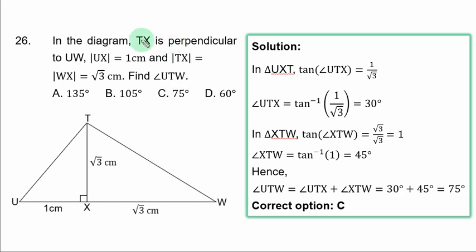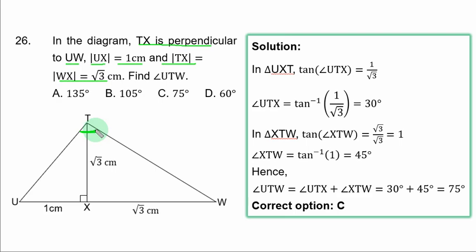Question 26. In the diagram, TS is perpendicular to UW, US is 1 centimeter, and TS equal to WS equal to 3 centimeters. Find angle UTW. That is this angle. And you have two angles here. You have to look for UTS and WTS. If you add together, you get angle UTW.